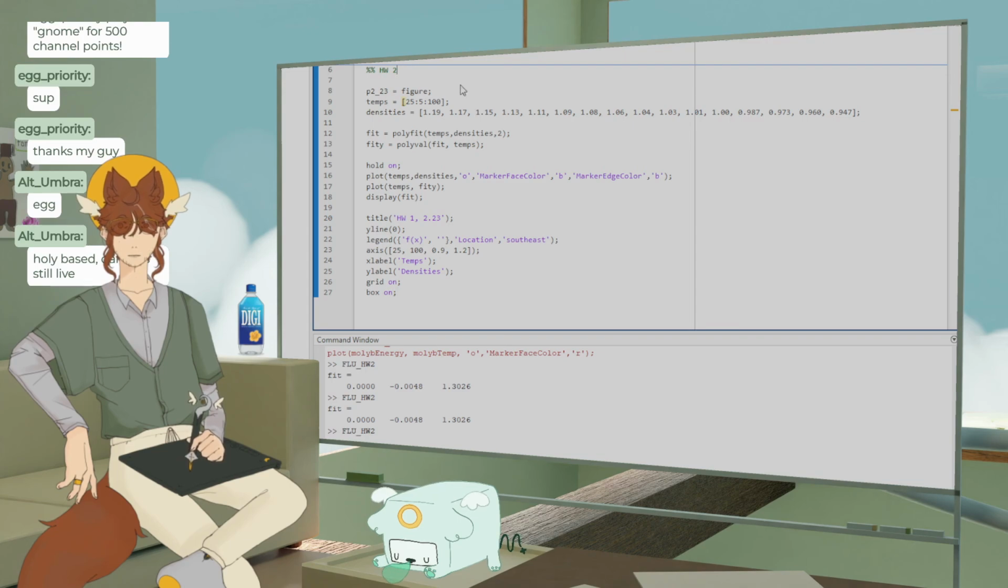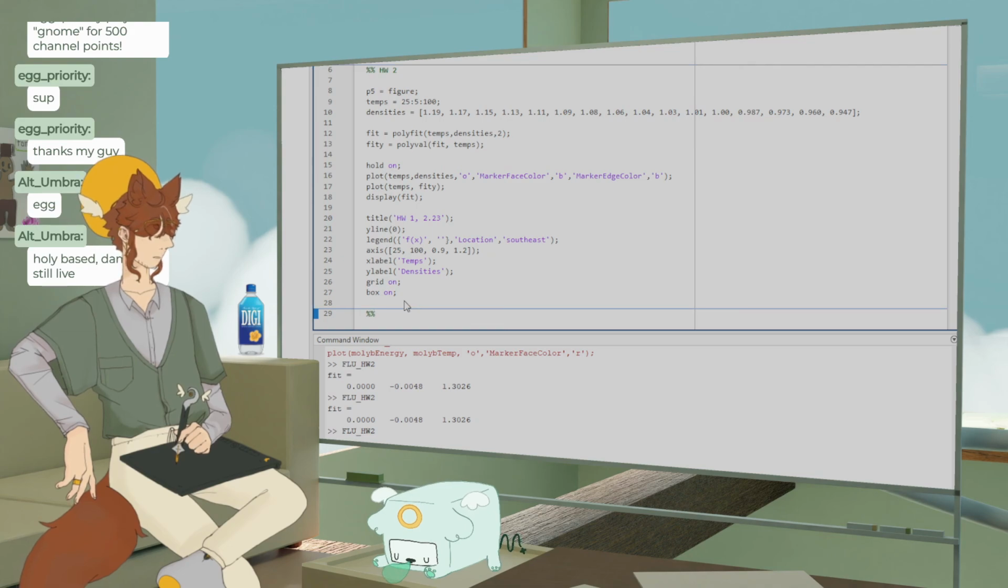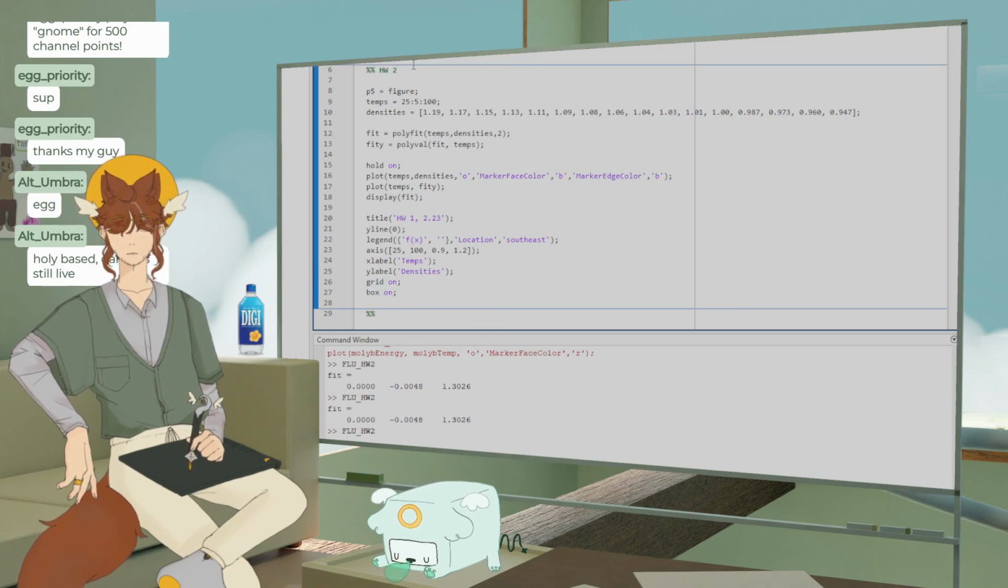Let's do it. This is not the correct problem. This was problem 5. I don't know. Oh, use of brackets is unnecessary. Thanks, MATLAB. Okay. I don't know why I said homework 2. This would be like P5, and this should be P7.